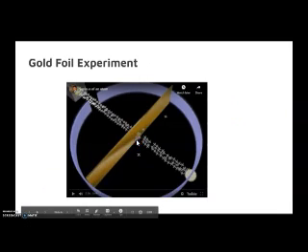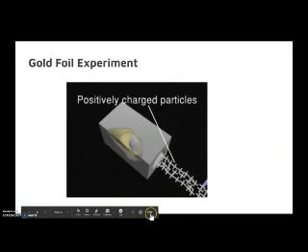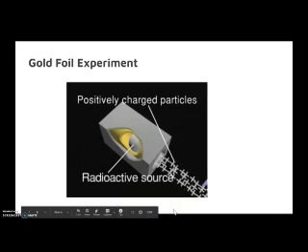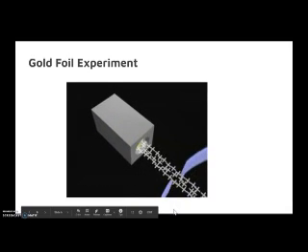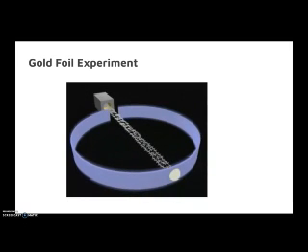Here is a quick video of what it looked like. The nucleus of an atom was first discovered when a beam of positively charged particles emitted from a radioactive source was aimed at a fluorescent screen. The particles caused the fluorescent screen to glow.